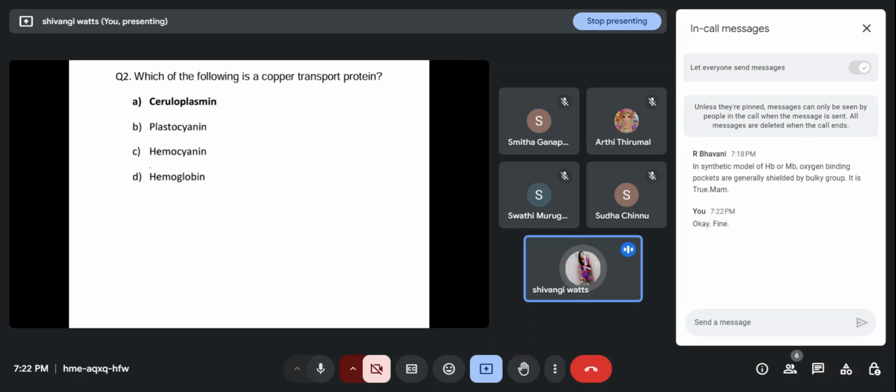Hemoglobin is not a copper transport protein, okay? So that we know. Hemoglobin is not. This is an oxygen transport protein. And hemocyanin is also not. Plastocyanin, even this is in bold, even that also you are not able to tell. Ceruloplasmin is a protein which is responsible to transfer the copper. So ceruloplasmin is a copper transport protein.